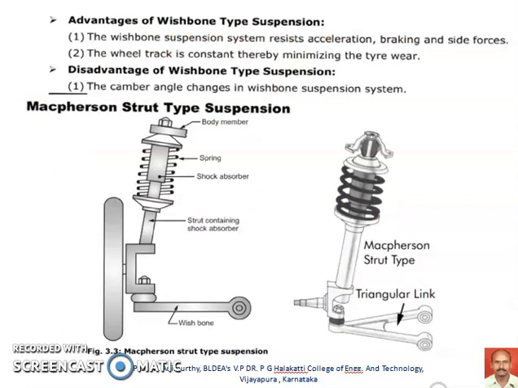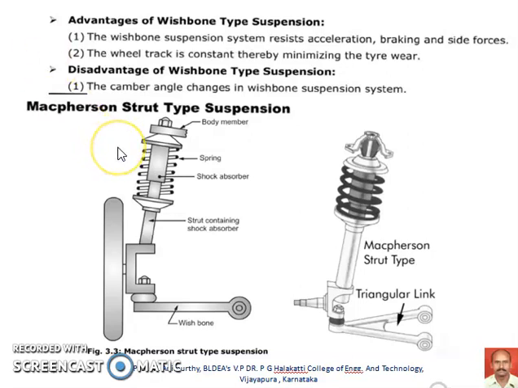In the first lecture, I introduced you to various types of suspension systems, and we discussed the advantages and disadvantages of the conventional suspension system and also the independent suspension system. We also discussed one of the important types of independent suspension system, that is the wishbone type suspension system. The next type of independent suspension system is the MacPherson strut type suspension system.